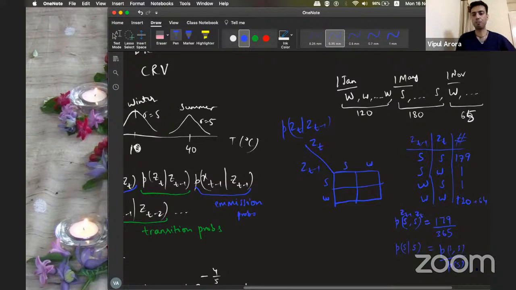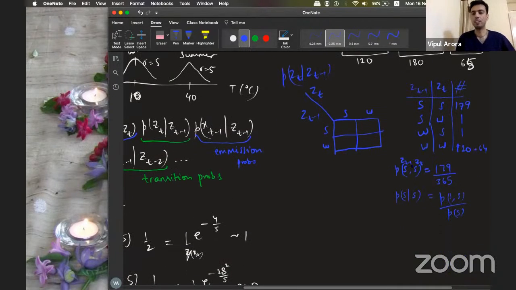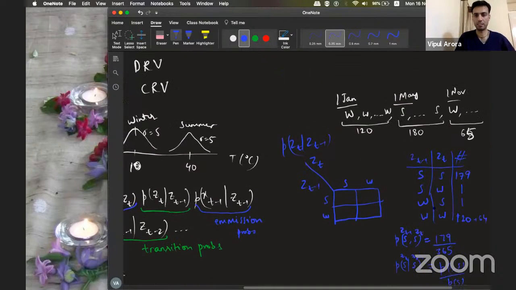Anybody can tell what is P of S, which means P of ZT minus 1. Basically, this is the probability that ZT minus 1 is equal to summers. This is equal to how much? Now just tell me this value. Okay, you're telling 180 upon 365. Is that the answer you're trying to say?